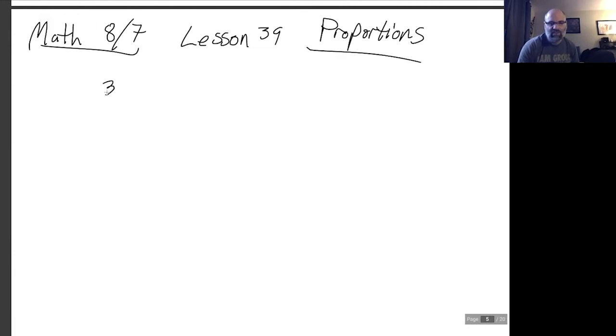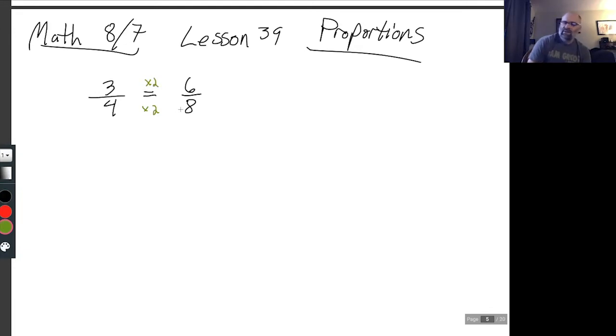So for example, 3/4 is equal to 6/8. These are equivalent fractions. So we already know about some of the relationship here with equivalent fractions. Remember, whatever you do to the bottom, you do to the top. So if you multiply the bottom by 2, you multiply the top by 2. So these are the same, these are equal amounts. These are equivalent fractions because they represent the same value, okay?